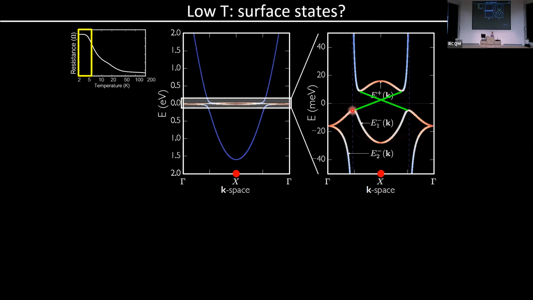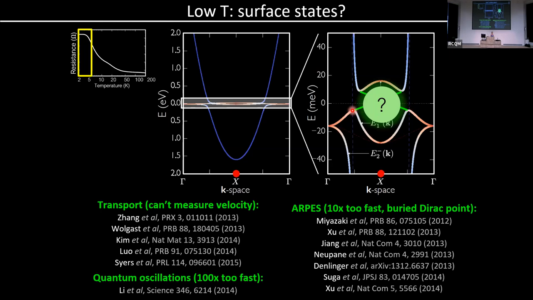But initial studies looking for the surface state were quite contradictory. There were a lot of transport studies that showed definitively there was a surface state, but they can't measure anything about the velocity of the surface state. Lu Li had some early quantum oscillation work, which was exciting, showing that there was a surface state, but it was a lot faster, a lot lighter than was expected. And there were a lot of ARPES experiments which showed surface states, but they were pretty uniformly 10 times lighter, so 10 times higher slope than expected to span this hybridization gap.